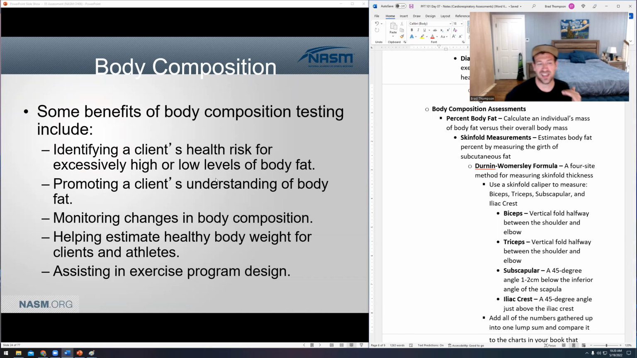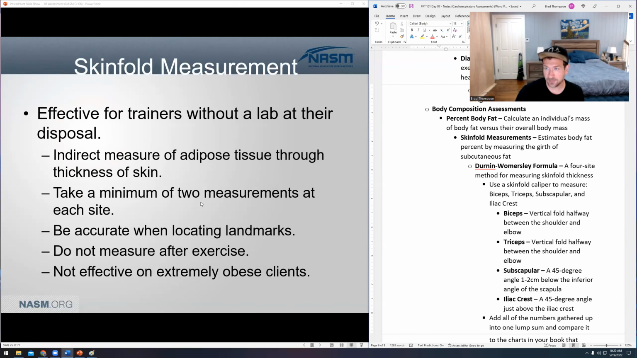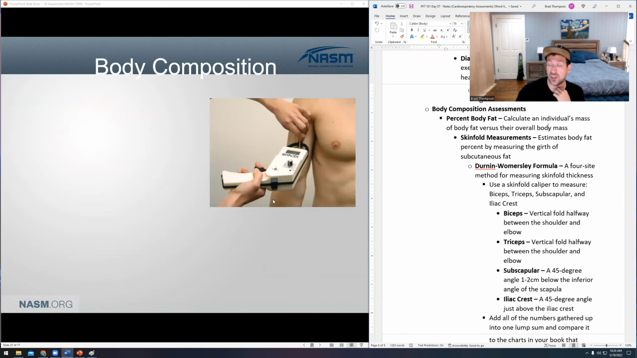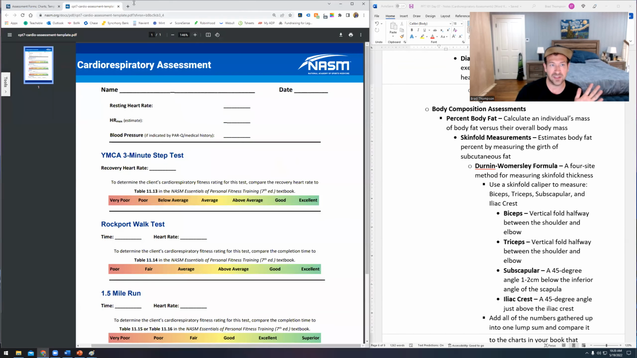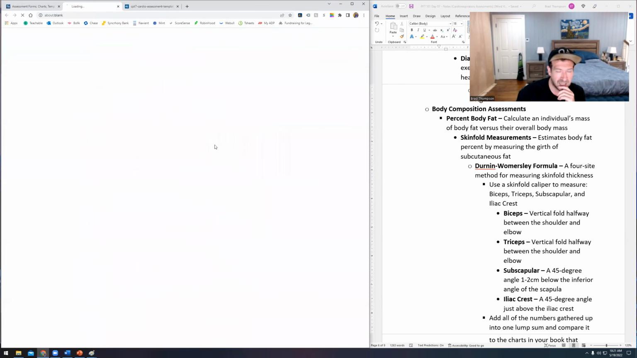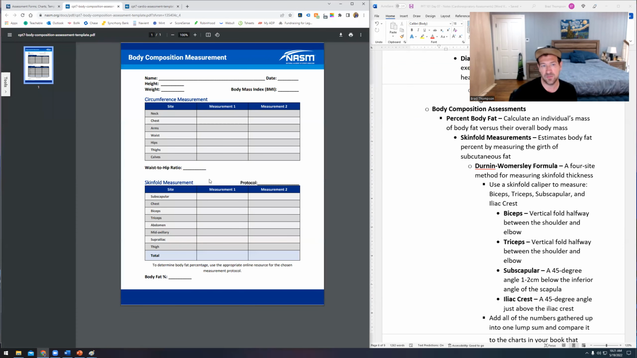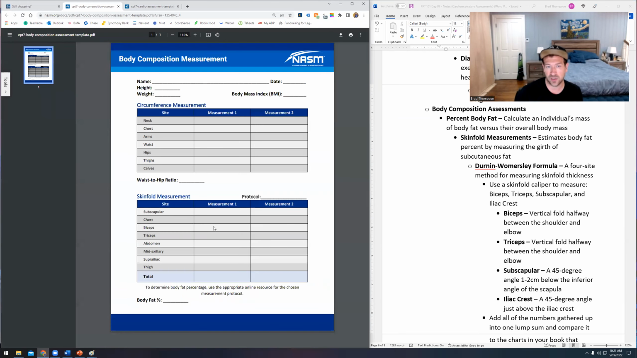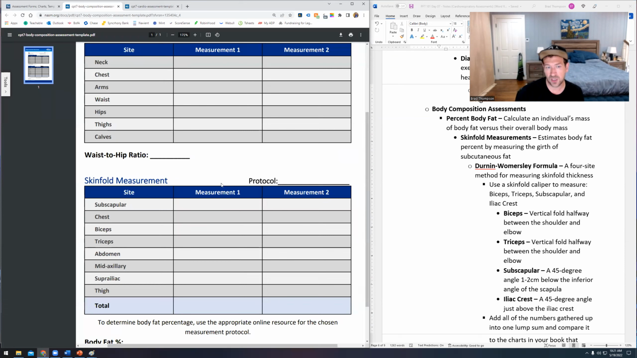So there's a couple different ways to calculate this. There are skin fold measurements out there. Skin fold measurements, that's where you have the little body fat caliper, the little pincher. And basically you're going to use various different formulas. You can see here if we go to the body composition assessment and go to skin fold measurements down here, you're going to want to choose one of the protocols that are in your textbook.